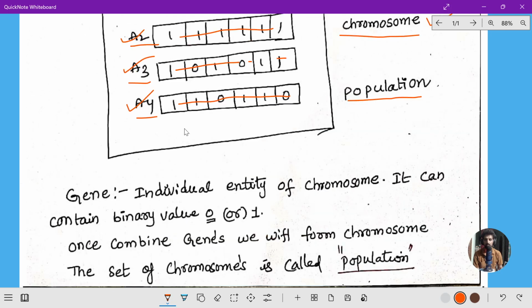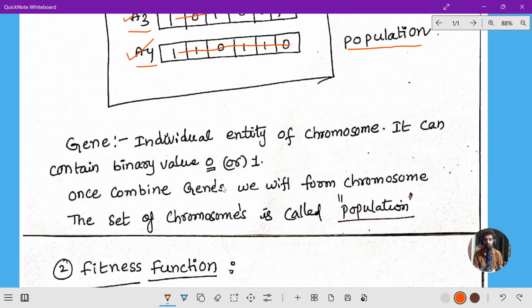So second, you observe also some theoretical part of this gene. An individual entity of a chromosome is called a gene. It may contain 0 or 1. Once we combine all genes, they form a chromosome. So the set of chromosomes is known as a population.